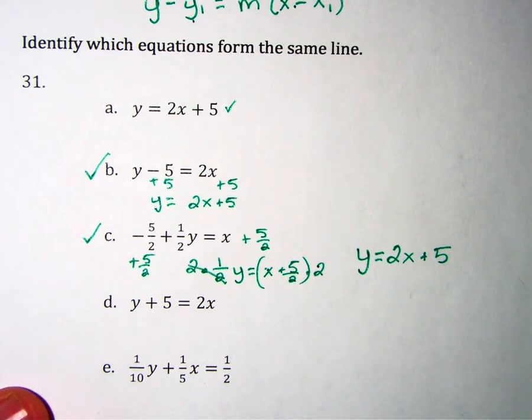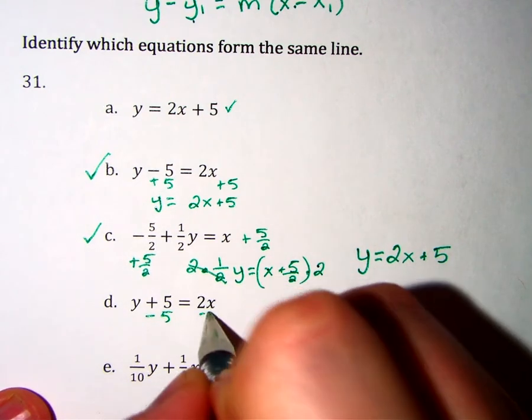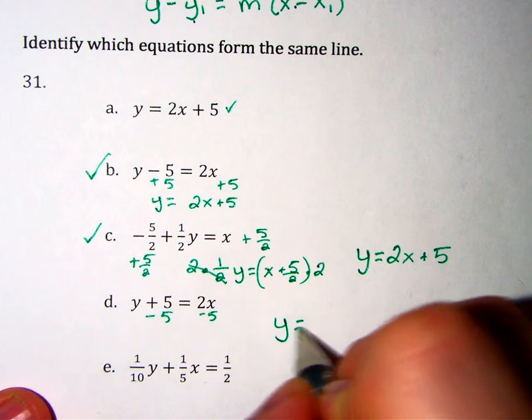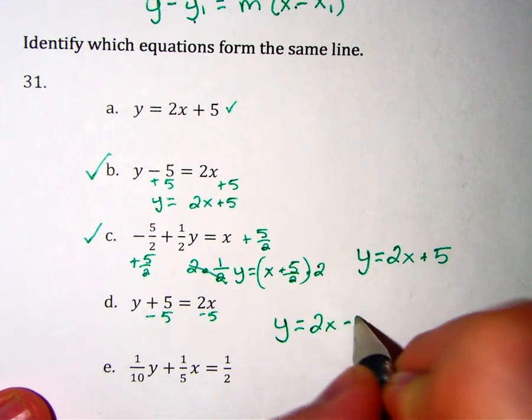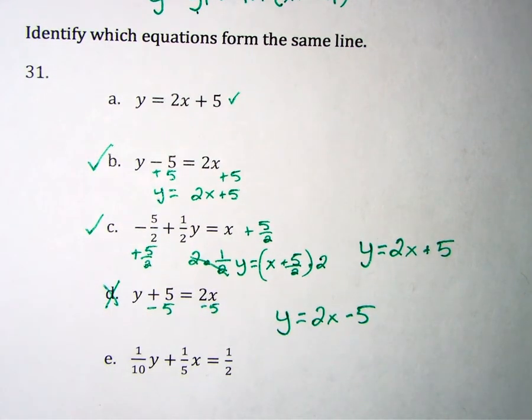Problem D, y plus 5 is equal to 2x, so we'll subtract 5 from both sides. Y equals 2x minus 5. Well, the intercept positive 5 and the intercept negative 5 are two different intercepts, so that will not give us the same line.